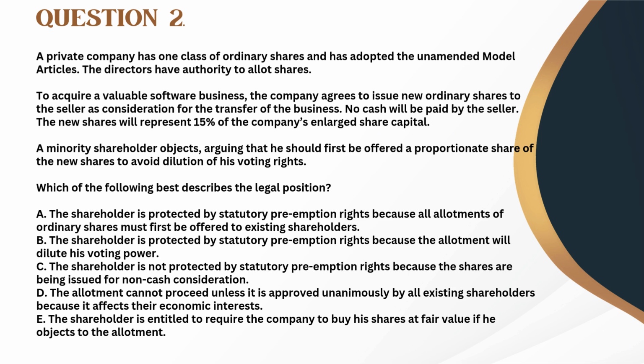A. The shareholder is protected by statutory preemption rights because all allotments of ordinary shares must first be offered to existing shareholders. B. The shareholder is protected by statutory preemption rights because the allotment will dilute his voting power. C. The shareholder is not protected by statutory preemption rights because the shares are being issued for non-cash consideration. D. The allotment cannot proceed unless it is approved unanimously by all existing shareholders because it affects their economic interests. E. The shareholder is entitled to require the company to buy his shares at fair value if he objects to the allotment.